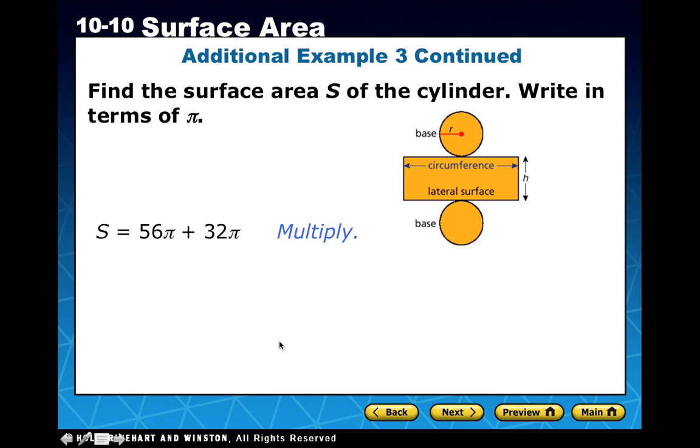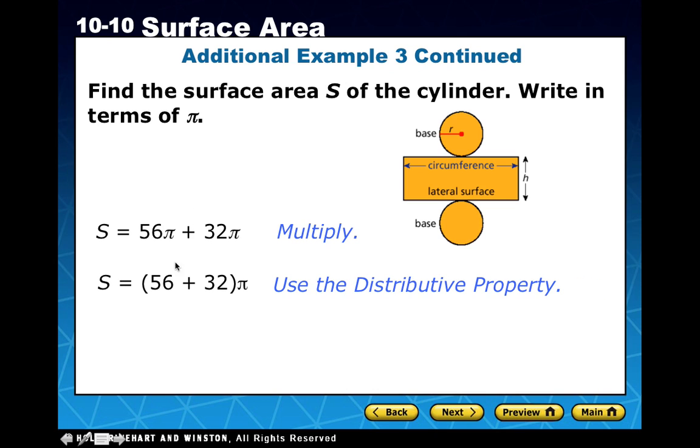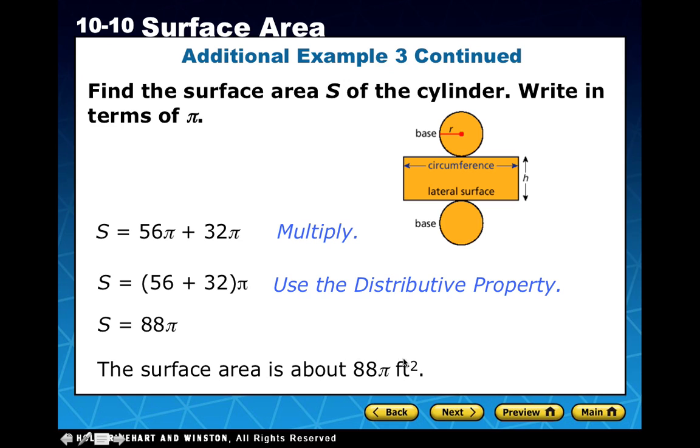And we're going to be answering in terms of pi. So we're not going to substitute 3.14 in here. And you can think of this just like a variable. So we can add like terms. We can add the 56 and 32, and we get 88 pi feet squared. Okay, we'll leave it in terms of pi. It is exact. The area is 88 pi feet squared. Since we're leaving it in terms of pi, it's an exact answer.